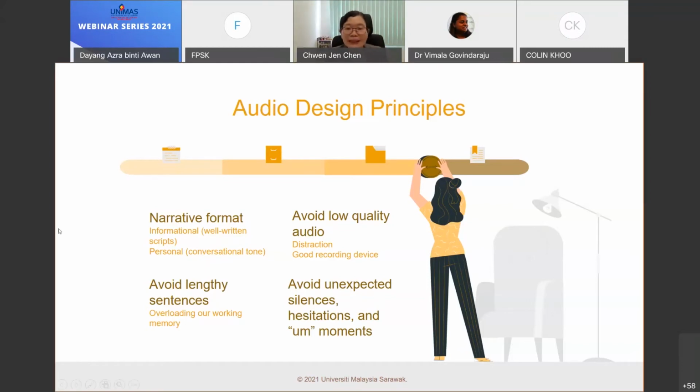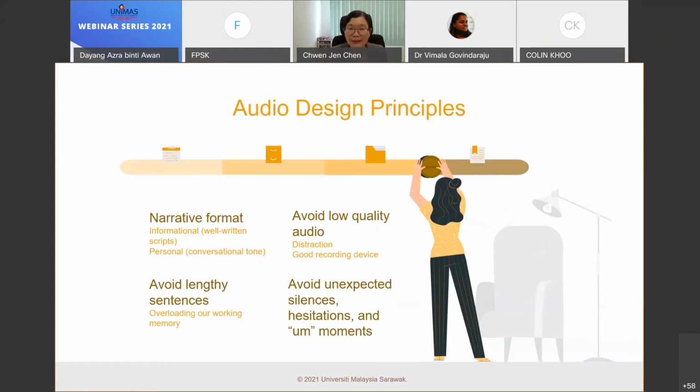And secondly, avoid lengthy sentences, because they will overload our working memory. If our sentences are too long, it's very hard for our brain to process, due to the limitation of short-term memory. So avoid lengthy sentences if we are using audio instruction. Avoid low quality audio. For example, if you're recording in a noisy environment, that will cause a lot of distraction, right? I think we all experience it as well, and we don't like it, right?